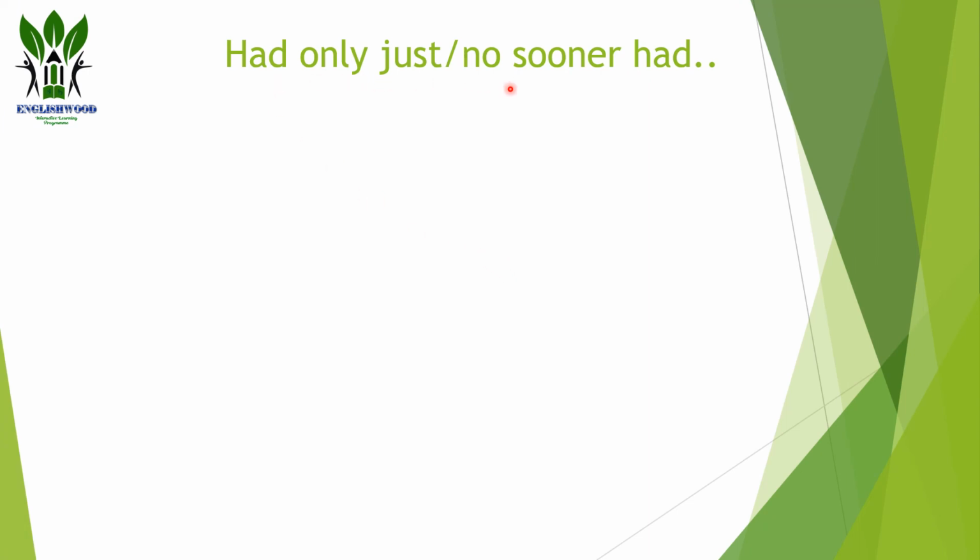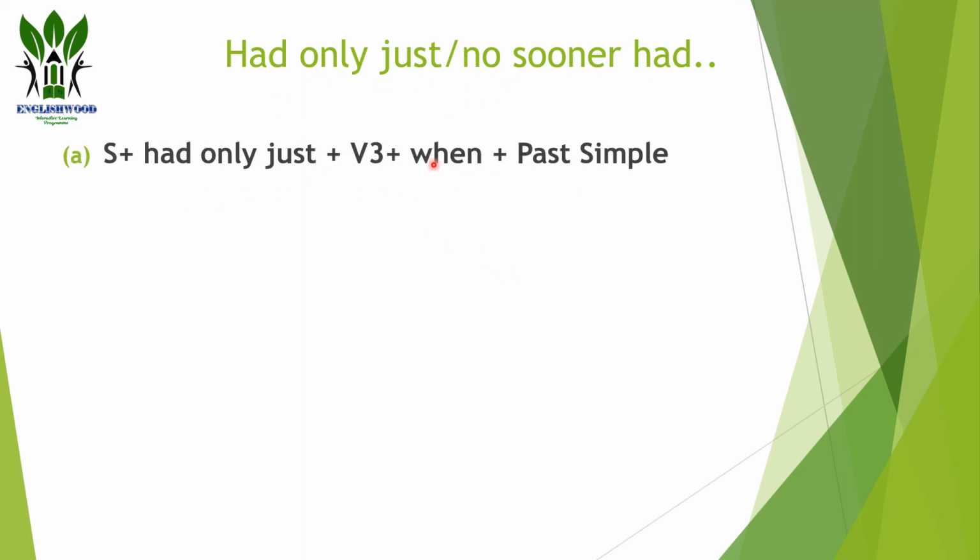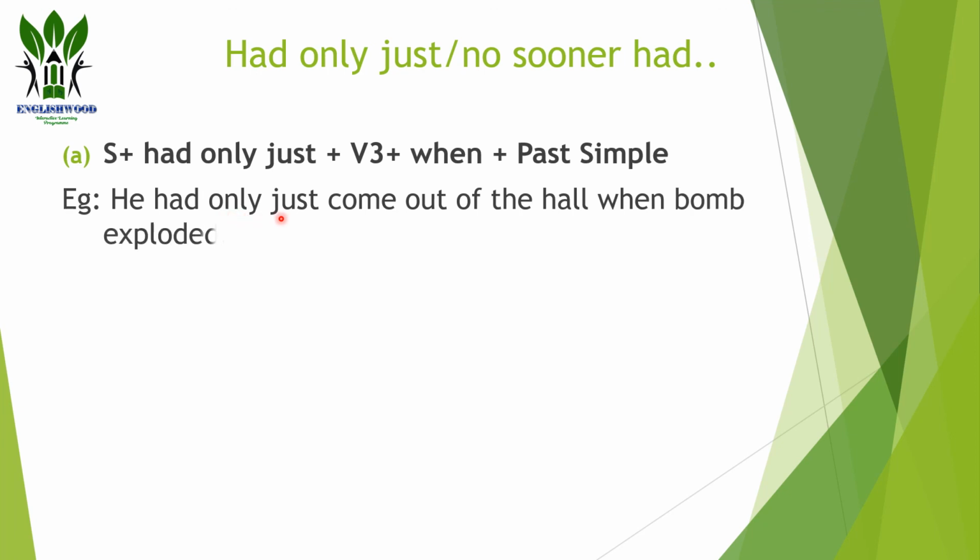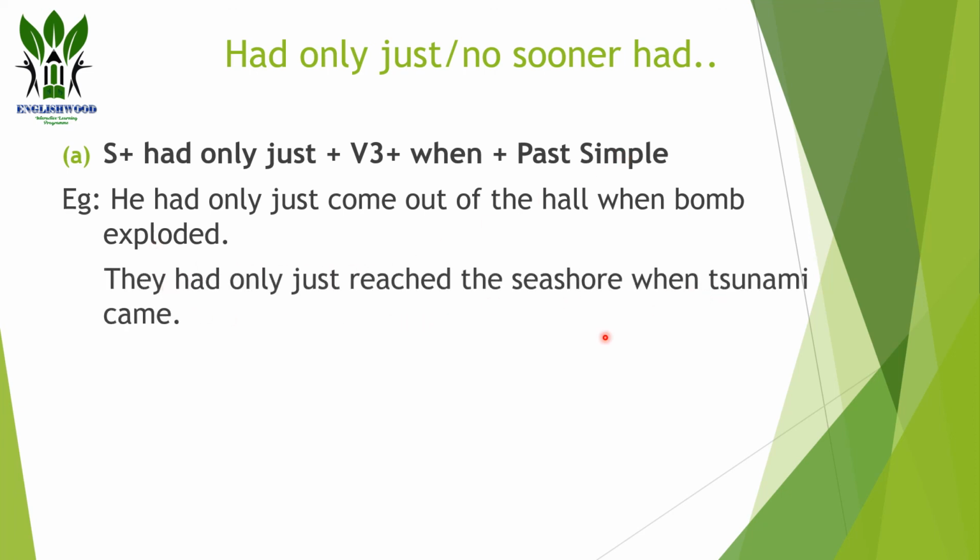Had only just, no sooner had, okay, for example, this is a structure, okay, you have to learn, okay, I'm going faster, you take your time, it is useful in the coming classes too. Alright, so you can say, he had only just come out of the hall when bomb exploded. So, okay, subject, he had only just, structure, come, verb 3, he had only just come, out of the hall, come out of the hall is the verb phrase, then when is when, then past simple is when bomb exploded, past simple is exploded. They had only just reached the shore when tsunami came.